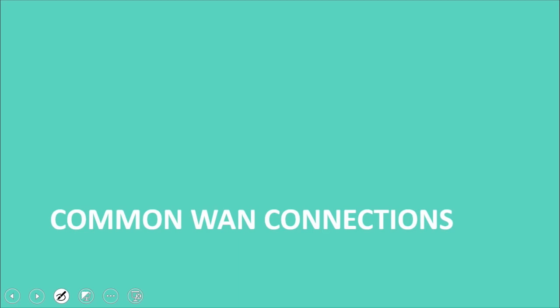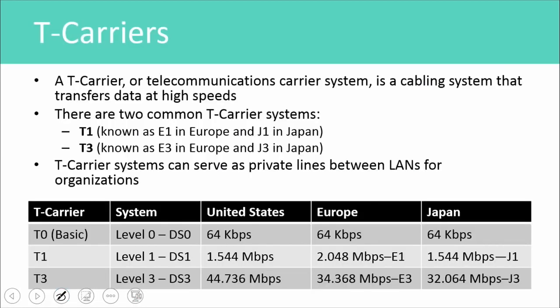All right, so let's talk about the different kinds of connection technologies that are available in WANs, right? So how do we access the internet from our home or from our office? What kinds of technologies are available to us to connect to all that data out there? So first up is T-carriers. A T-carrier is just a telecommunications carrier. It's a cabling system that transfers data at high speeds. It's a dedicated line, right?